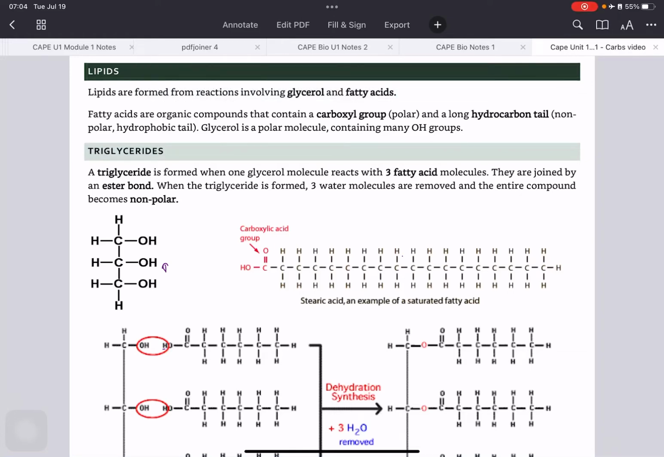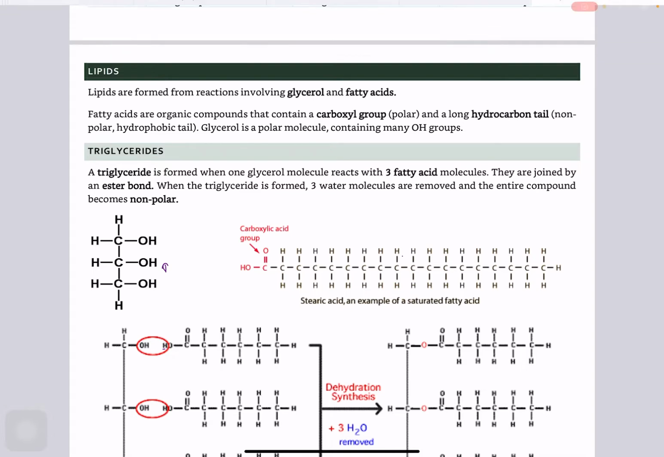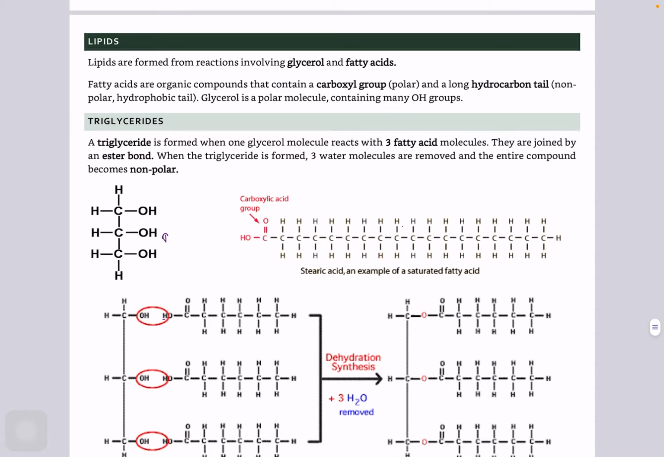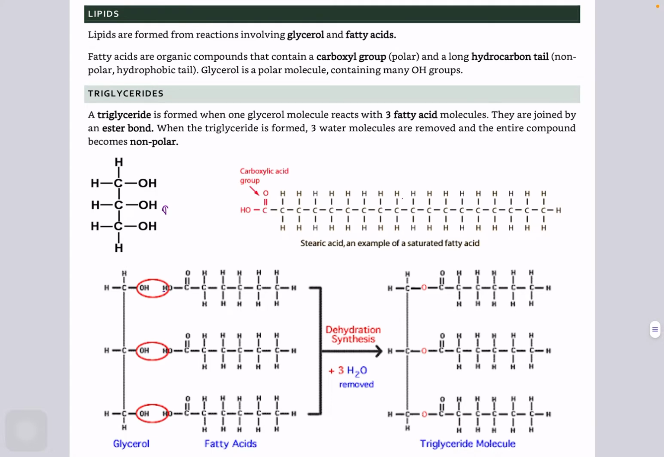Hi everyone. So this is actually going to be a shorter video on the topic of lipids because it is a short topic, right? Our definition of lipids essentially is a molecule that involves glycerol and fatty acids. That is a lipid. Fatty acids are organic compounds that contain a carboxyl group, which is polar, and we'll get into that very soon when we look at the diagram, and a long hydrocarbon tail, which is non-polar or hydrophobic. And glycerol is a polar molecule because it contains many OH groups, right?